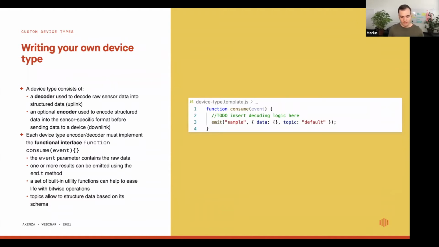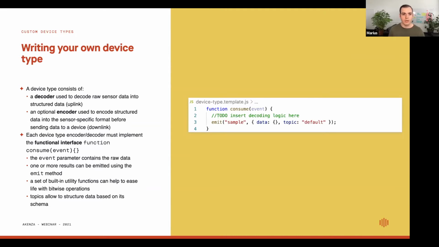But first, let's get some basic understanding of what a device type is. Basically, a device type consists of a decoder used to decode raw sensor data into structured data. This process we call the uplink. Optionally, a device type also contains an encoder, which is used to encode structured data into the sensor-specific format before sending data to a device. This is the downlink path.